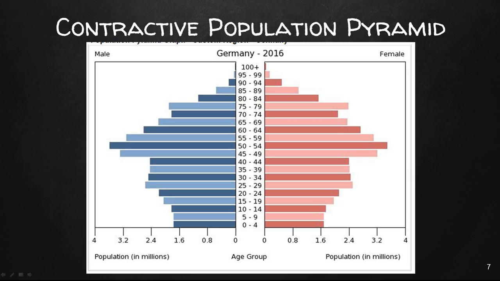For Germany, note the narrow base and the wide population between 45 and 79 years of age. This pyramid structure can cause significant problems for a country, as we'll discuss under the case studies section in this lecture.